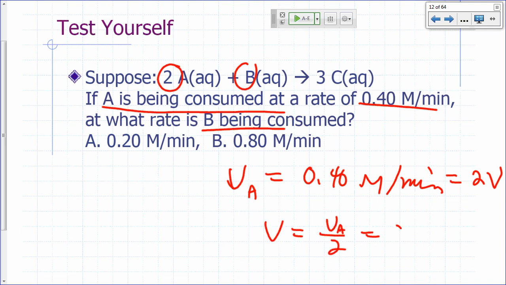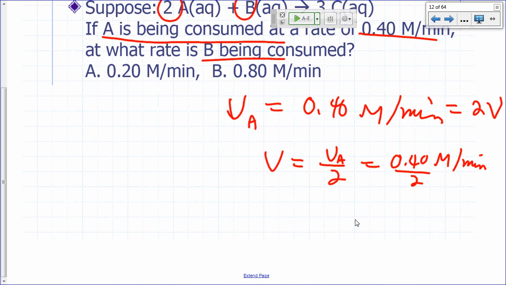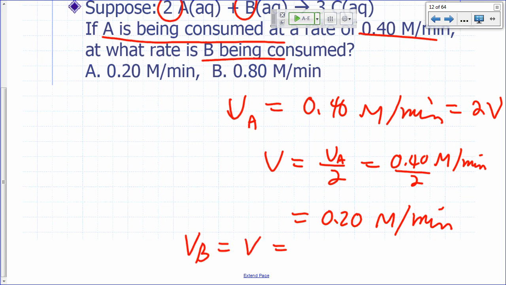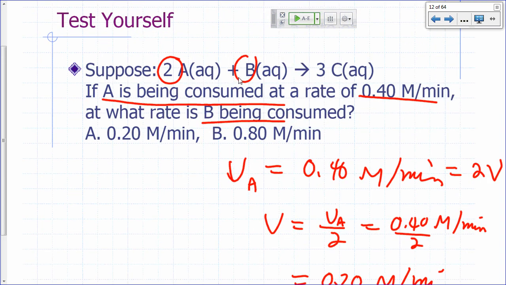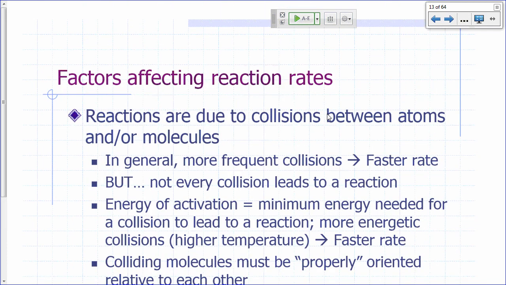So that's going to be 0.40 moles per liter per minute divided by 2. So your rate of reaction is 0.20 moles per liter per minute. Your rate of consumption of B would just be equal to V, which is going to be 0.20 moles per liter per minute. As expected, B is going to be lost at a slower rate than A, because every time you lose 2 moles of A, you only lose a mole of B. Okay? So the correct answer is A.